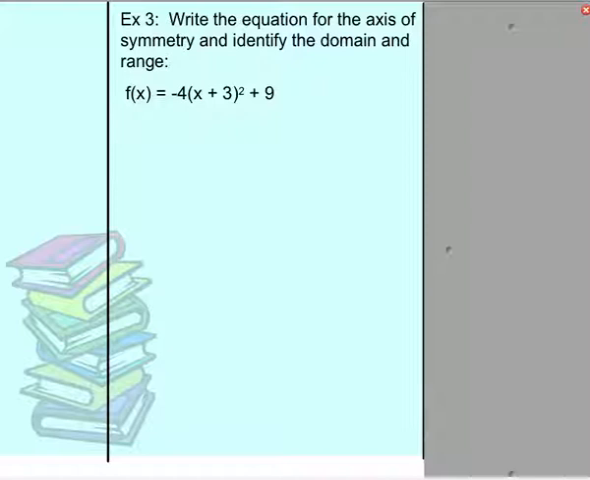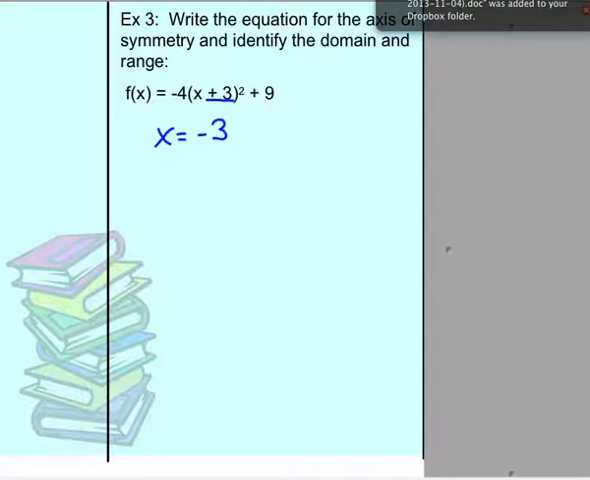All right, one more, and then we're going to move on to something else. So we're going to be writing the equation for the axis of symmetry again. This time we're given vertex form, so it's going to be fairly straightforward in this case. This, remember, is the horizontal shift. It's inside the parentheses, so it's opposite, so the x-coordinate of our vertex is negative 3. So there's the equation for the axis of symmetry, x equals negative 3.